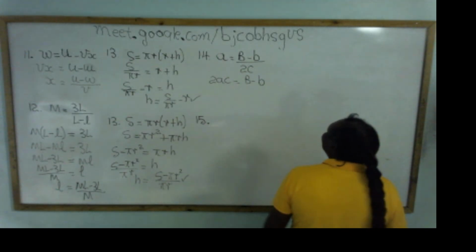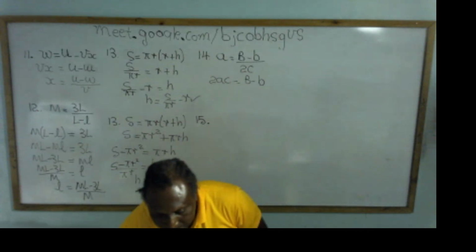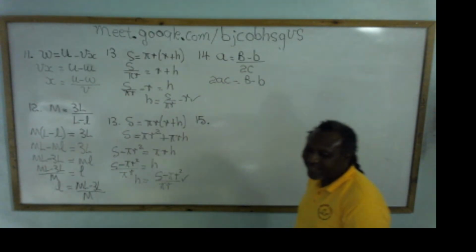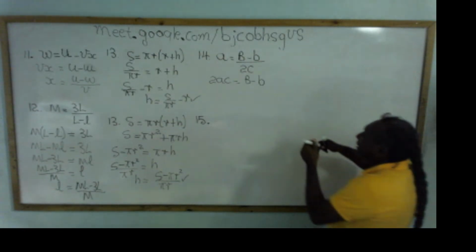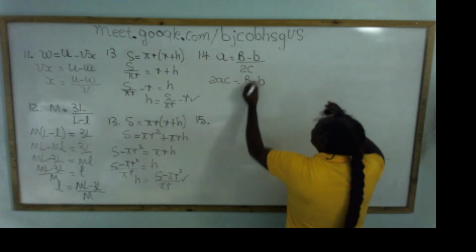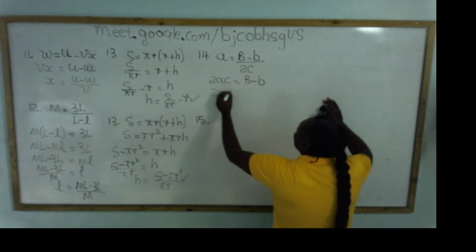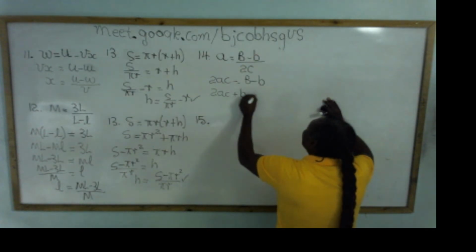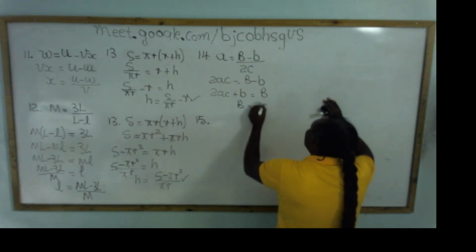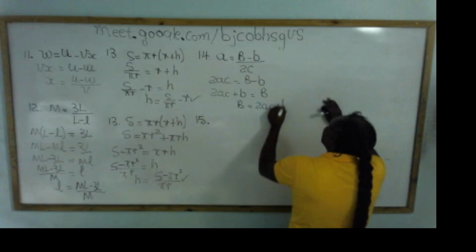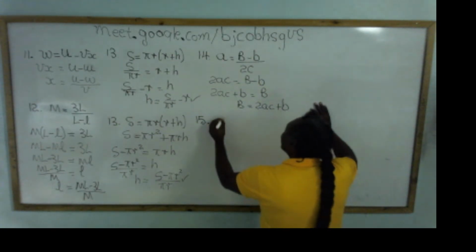And what do we eliminate next? There's only one thing left to be eliminated, and it's this lowercase b, and it is related to that by subtraction. So we'll eliminate it by addition. 2ac plus b is equal to B. So B is equal to 2ac plus b. And we are done.